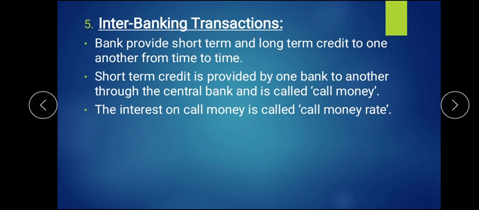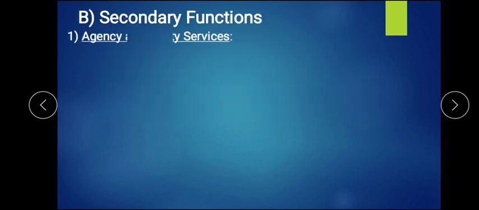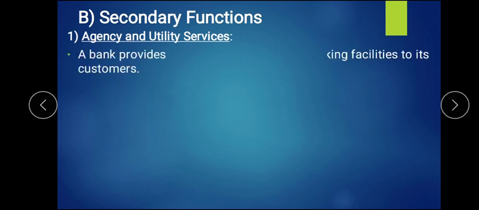Now let's look into the secondary functions first. In that, agency and utility services. Agency means here they are acting as an agent. So a bank provides various utility and agent banking facilities to its customers. It acts as an agent, and it also gives different utility, like useful purposes.